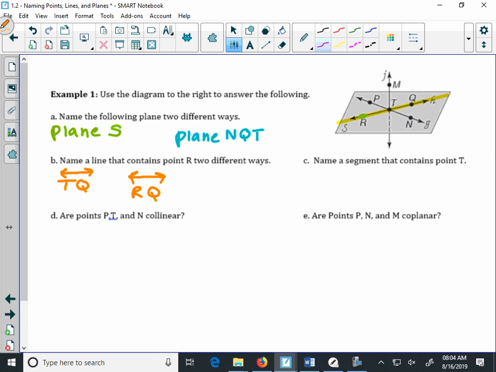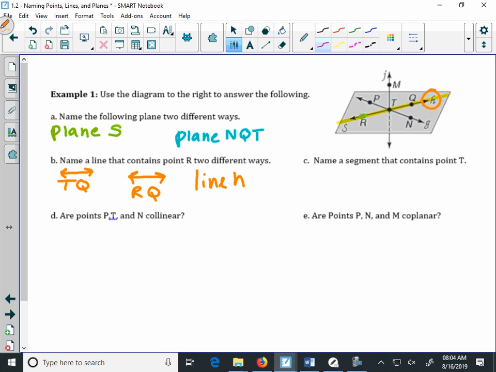What's a different method for naming this line? What else could we use? We don't have to use 2 points. We can use what? Yeah, that means a little lowercase letter that's sitting right next to that line. See this H right here? We can name it using that H. Line H.